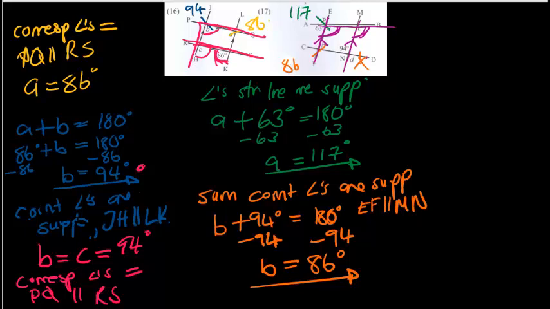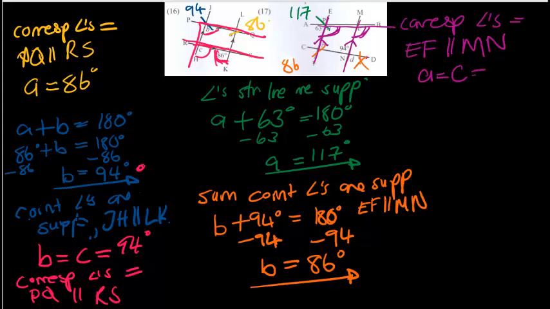I am going to say corresponding angles are equal to each other, and my parallel lines are going to be EF is parallel to MN, and therefore A is equal to C, which is equal to, let's look over here, 117 degrees. So C is 117 degrees. So I've got that now, 117 as well.